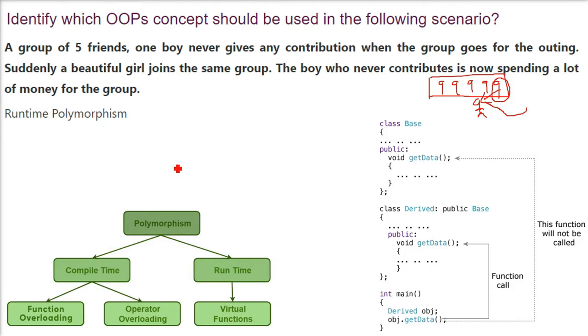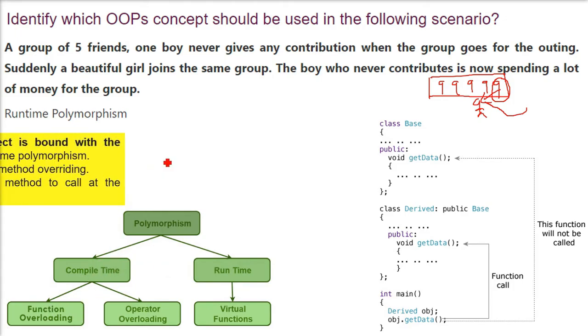Runtime polymorphism is, you can say, late binding. That is, it is not compile time or early binding. It is late binding that we need to implement using the virtual function. It is also called function overriding. I'll give you an example also. But one thing is, he never gave money, but when the girl came, he was so excited. At runtime, he started paying money.